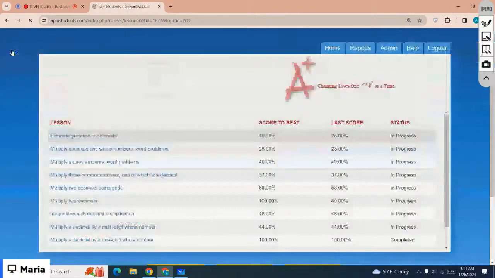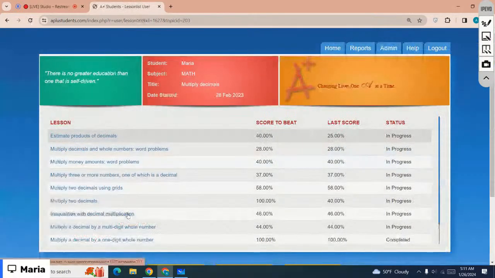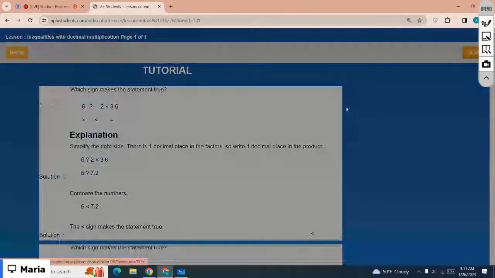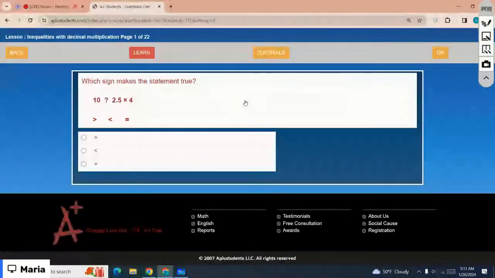that is inequalities with decimal multiplication. So let's just start with the test questions. You have to see if they are less, greater, or equal, right? The first one is which sign makes the statement true? 10 is greater than or equal to 4 times 2.5. So which is the correct option? Just multiply, just do 4 times 2.5, right?